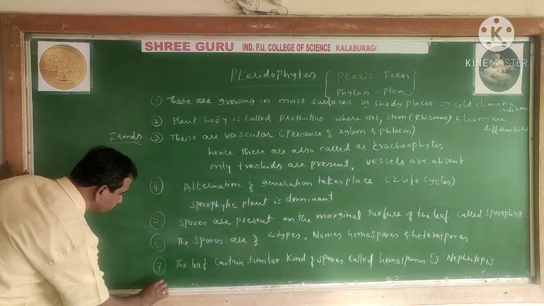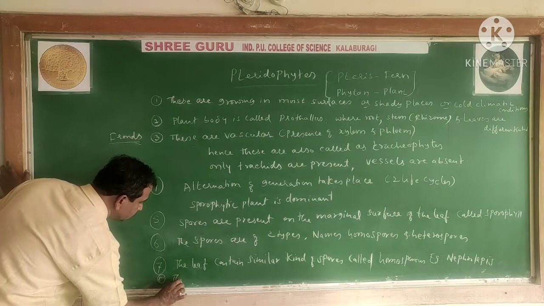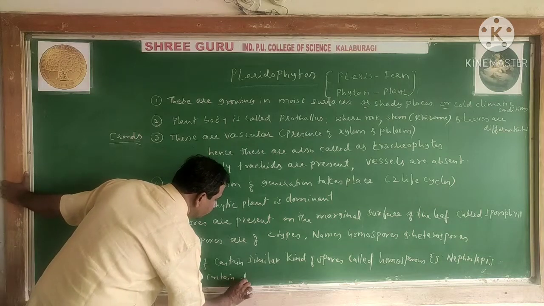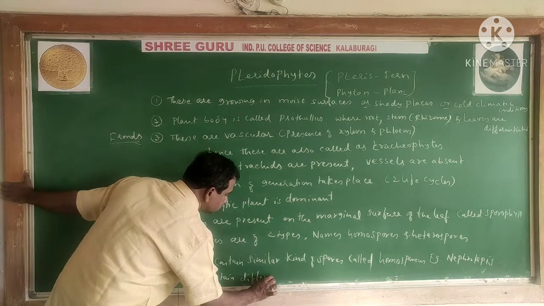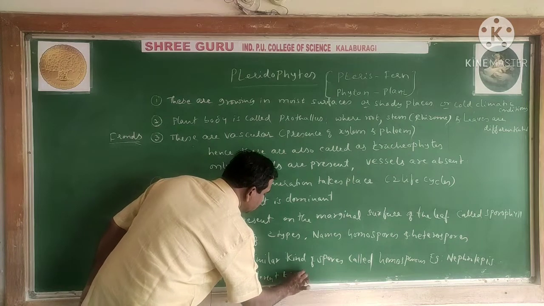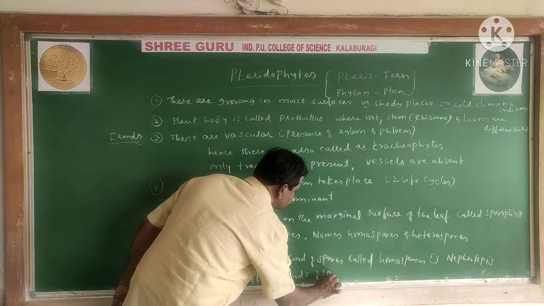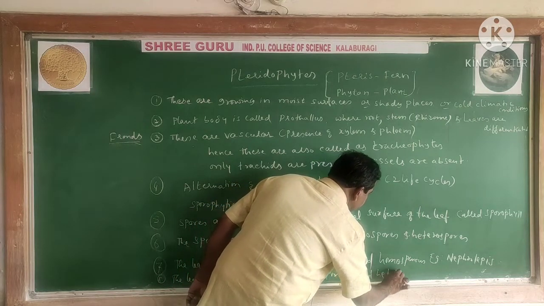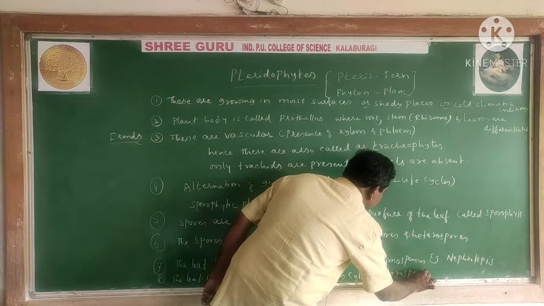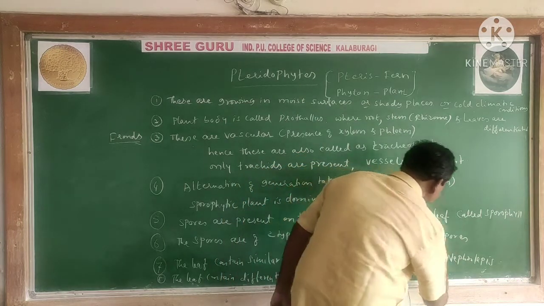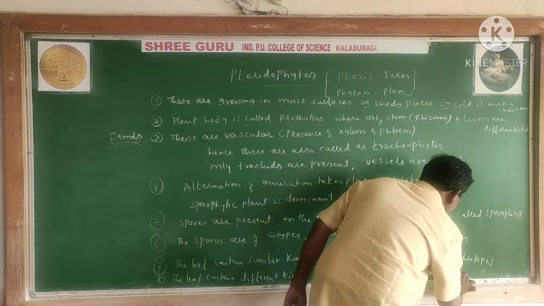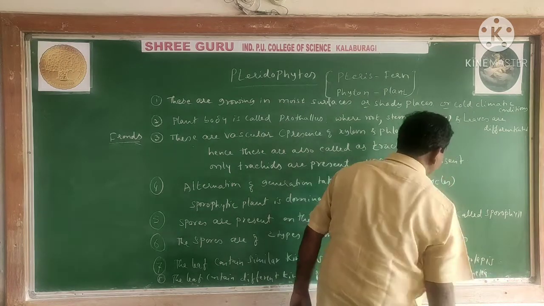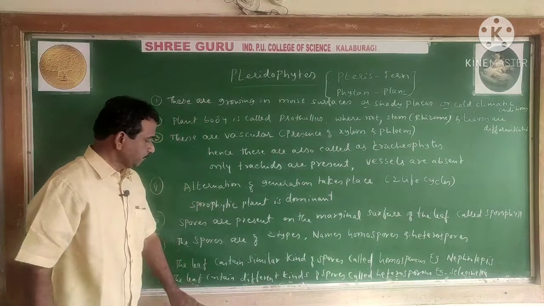And the eighth one, the leaf contains different kinds of spores called heterospores. Example, Selaginella, and like this. So there are two kinds.